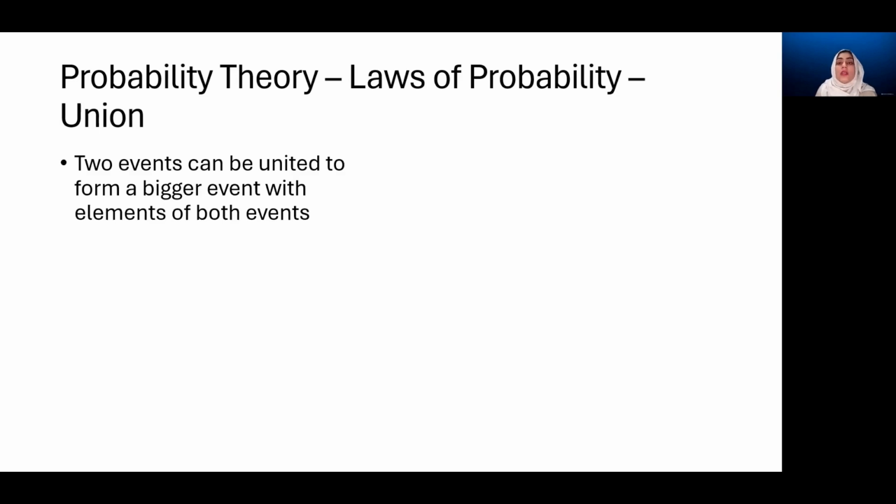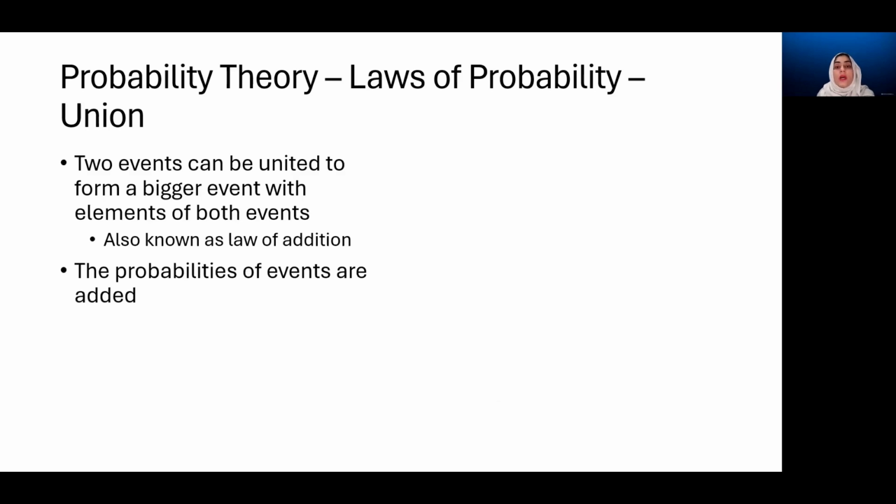The second law is the law of union, which defines the rules for how two events can be combined to form a bigger event. So two events can be united to form a bigger event with the elements of both contained in that event. This is also known as the law of addition because the probabilities of the events are added.